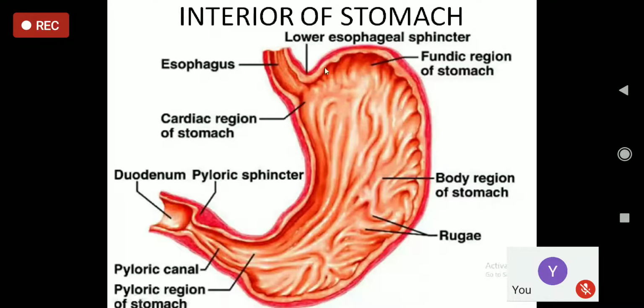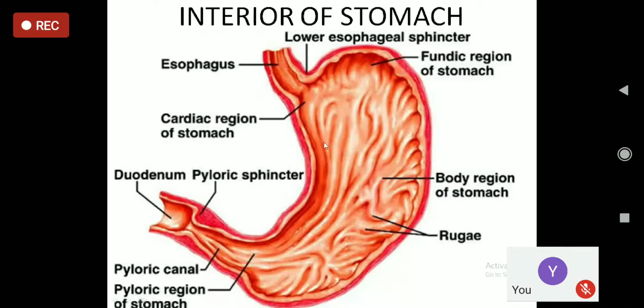See, towards the greater curvature, these mucosal folds are irregularly arranged, while towards the lesser curvature, these mucosal folds are longitudinally arranged. Can you see? Can you relate this in this diagram? Are you getting my point? These mucosal folds towards the lesser curvature are longitudinally arranged, while the mucosal folds towards the greater curvature are irregularly arranged.